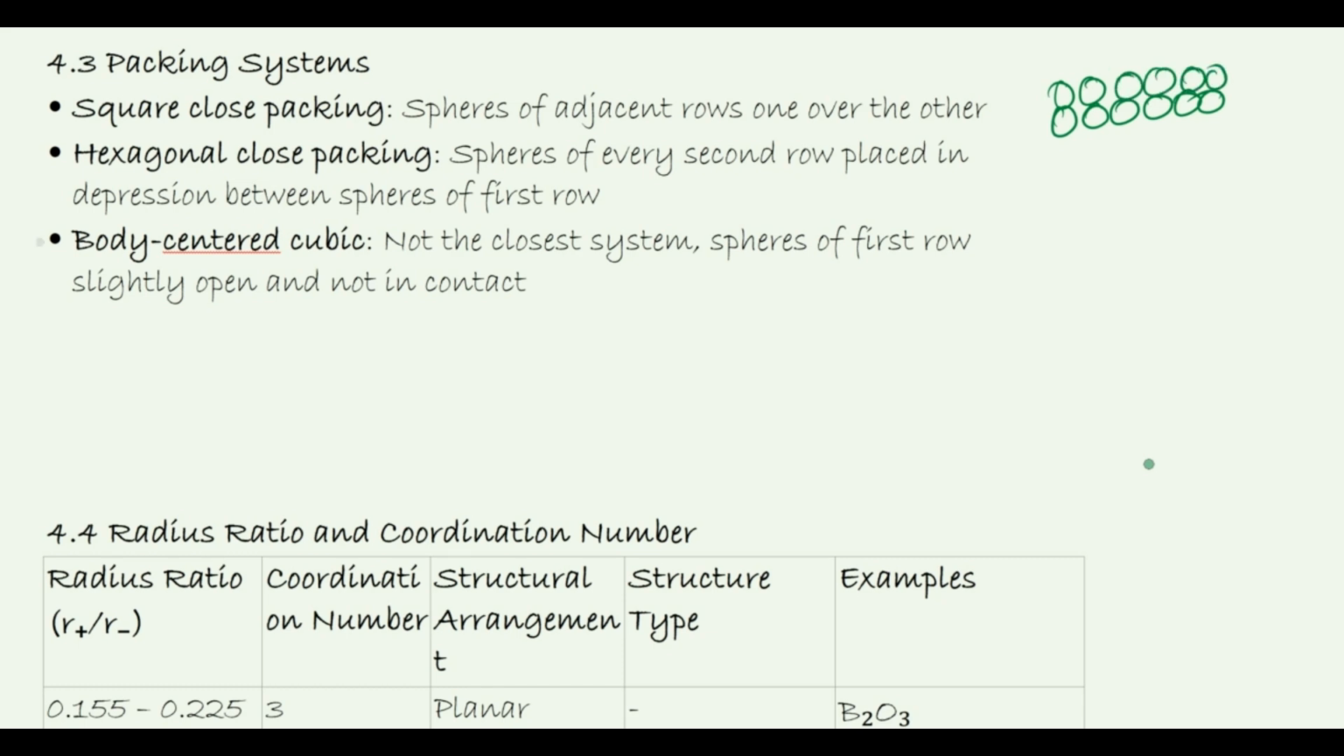And hexagonal packings, the spheres of every second row placed in depression between the spheres of the first row, which is like this. And the body centered cubic, not the closest system, spheres of the first row slightly open and not in contact. Okay. So let's say the first row is like this, which will be having a gap in between them.